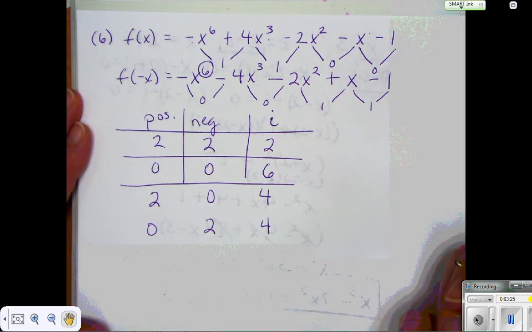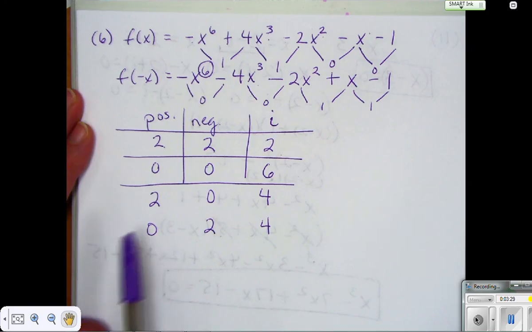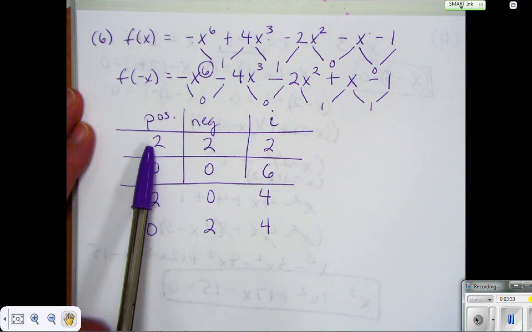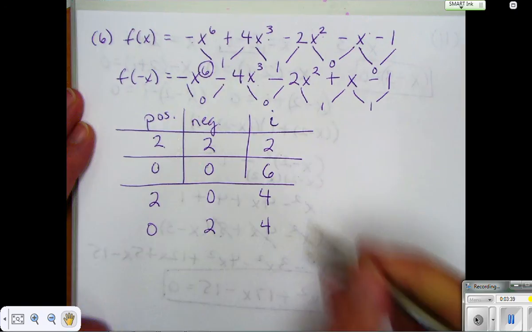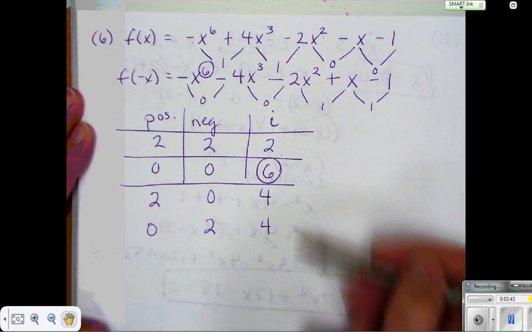Okay, the point is not all the different combinations that you can get. The point is what's the most positive roots I can have and decrease that number by 2. What's the most negative roots I could have? Decrease that number by 2. What's the most imaginary roots I could have? In this case it's 6. Decrease that number by 2.